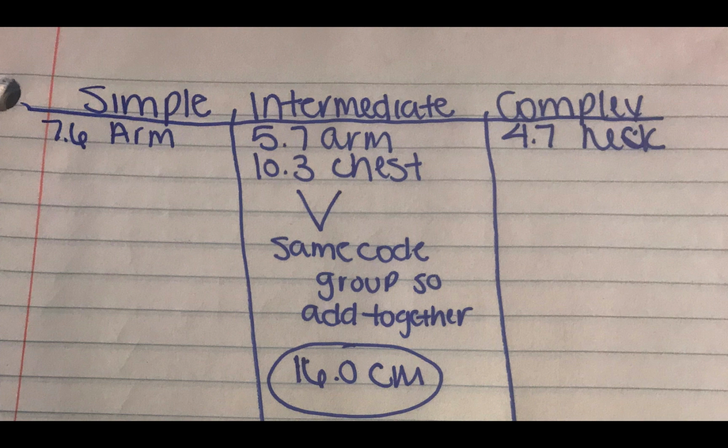Since there were 2 different wounds repaired in the intermediate section, I looked in the CPT book to see if the arm and the chest were grouped together in the same code. And they were, so we have to add those together. After adding those together, I got 16 centimeters.